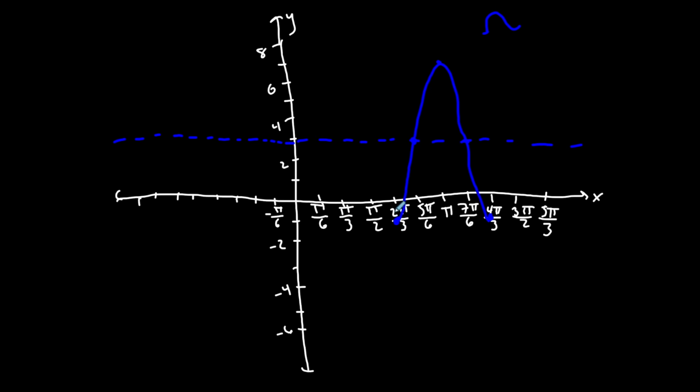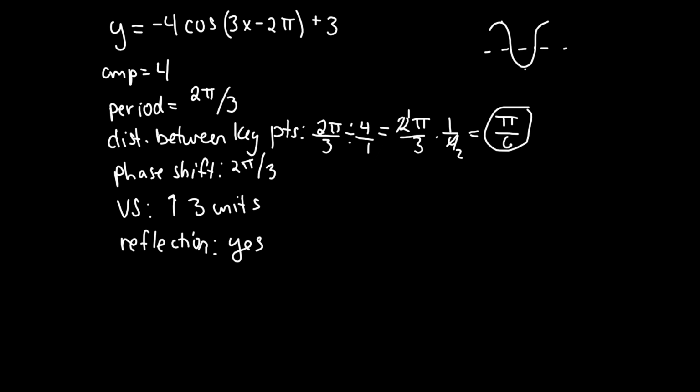I start at 2 pi over 3. My phase shift was 2 pi over 3. It occurs in 2 pi over 3 radians. One cycle occurs in that period, 2 pi over 3. So everything here matches what I said initially. And this is just a visual check.